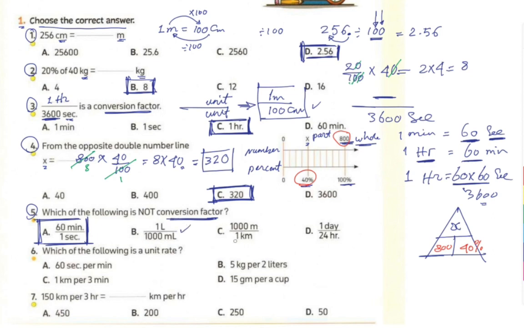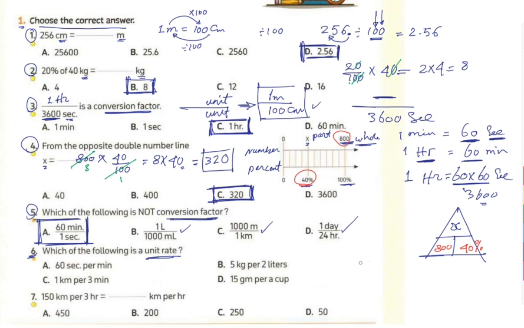1000 meters equals 1 kilometer, that's a conversion factor. 1 day equals 24 hours, that's also a conversion factor. Okay, next, point 6: which of the following is a unit rate? A unit rate has two conditions. It's the opposite of a conversion factor.